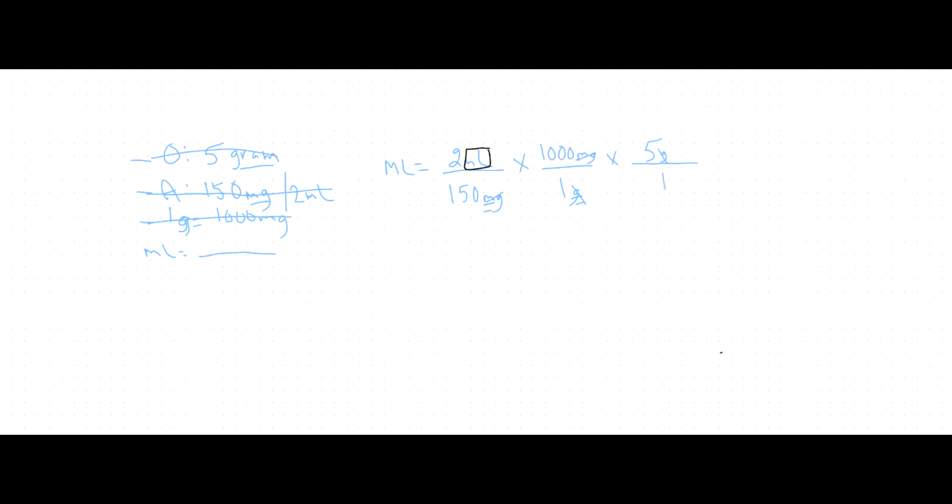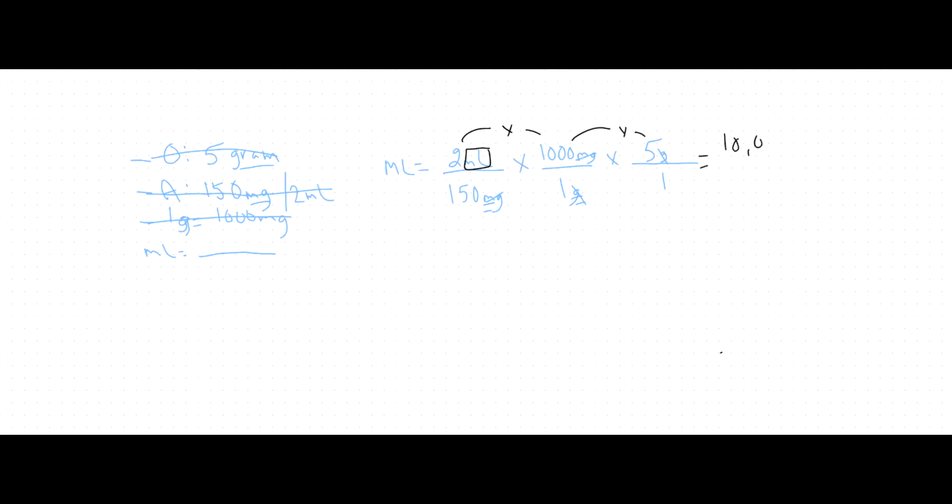Okay. All right. So now, because I don't have anything left to get rid of here, I've ended up with just my mLs because that's what I want to end up with. Now I'm ready to do my math. So 2 times 1,000 is 2,000, times 5 is 10,000.